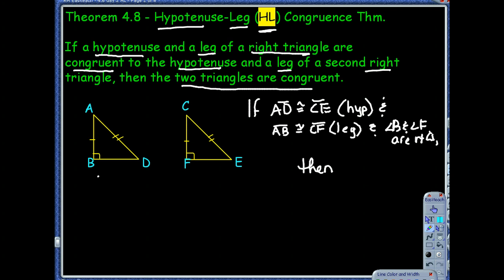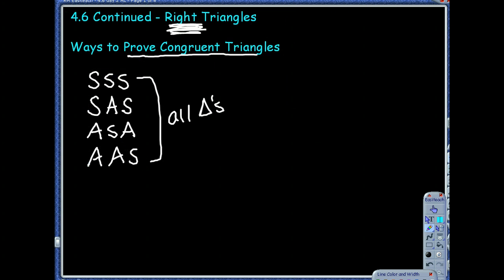Then you can say that triangle ABD is congruent to triangle CFE, and my reason now is just going to be HL, for hypotenuse leg. So going back to this slide right here, these work for all triangles. HL works for just specifically right triangles. So that's when you use it.